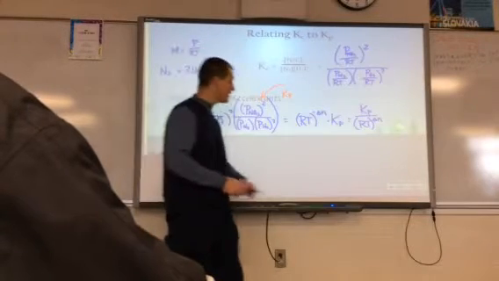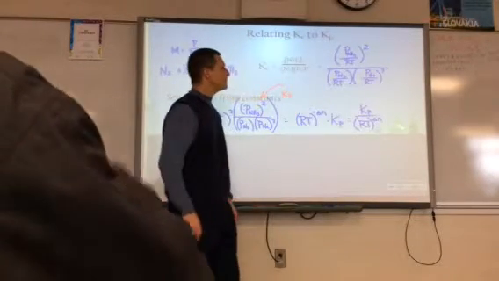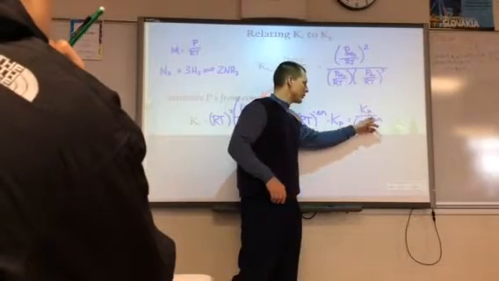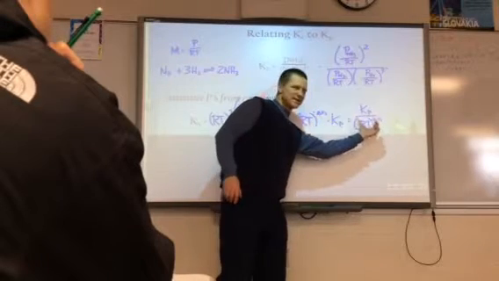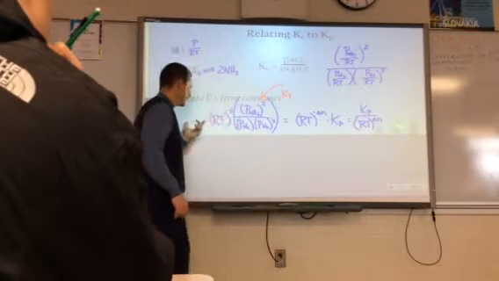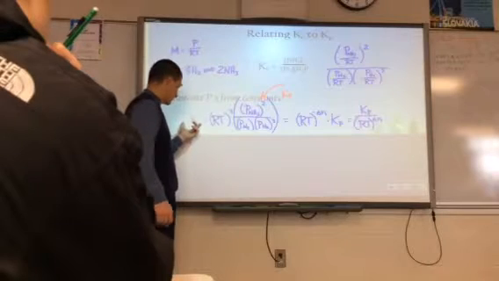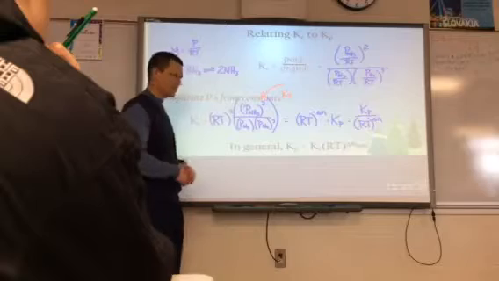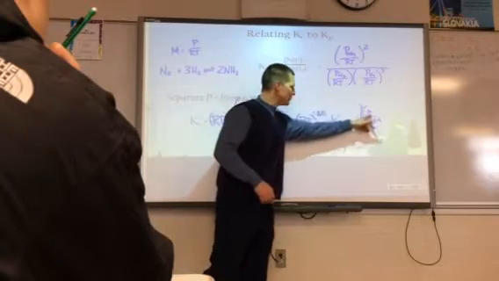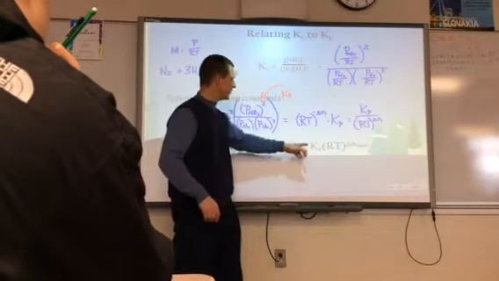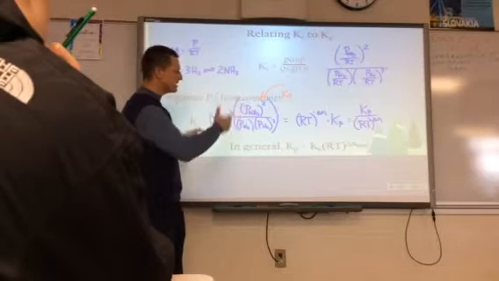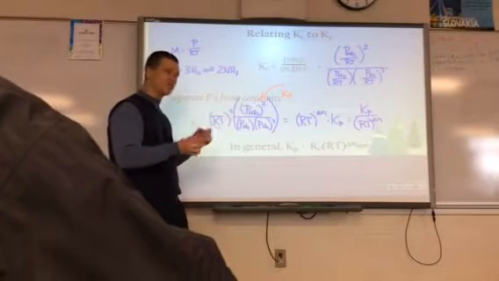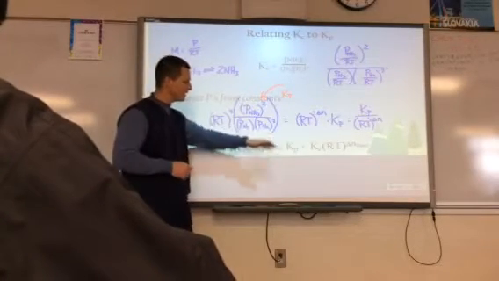Yes? And I did all of that so that we can now clean this thing up. Now RT to the delta N power is in the denominator. If I just took that term and moved it over to the other side of the equation, the other side is just Kc. That's how I get this. Kp, there it is by itself because I moved the RT over, equals Kc times RT to the delta N power. That's the relationship between those two Ks. Kp and Kc are related like this.